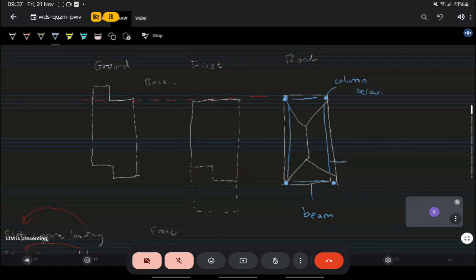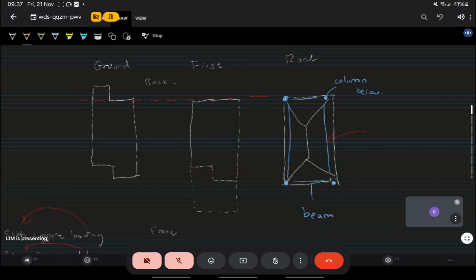Now at some point you will realize this beam. Let me get another marker, another color. Bear with me. This beam in red looks a bit long.